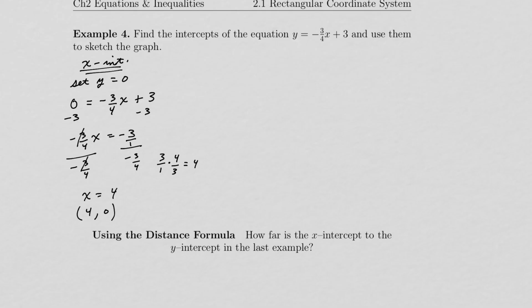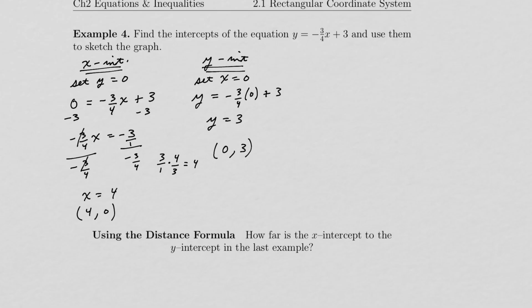Okay, what about the y-intercept? In this case, the y-intercept is really easy. Right, so I set x equal to 0. But if you do that, that first term disappears, and you're just left with y equals 3, right? So you've already solved it basically for y now. So y is equal to 3. So the y-intercept is going to be 0, comma 3.